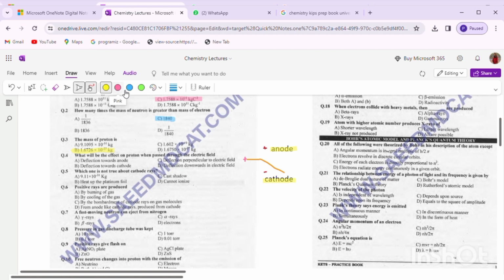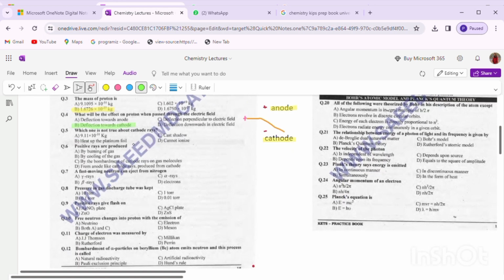B is the correct option, right? Because if you read the first option, deflection towards the anode, it won't be deflected towards the anode, since we know that the anode has positive charge. Deflection perpendicular to the electric field, why? Of course, why would there be a perpendicular deflection in the electric field? It doesn't make sense, right? So B is the correct option, which means deflection towards the cathode.